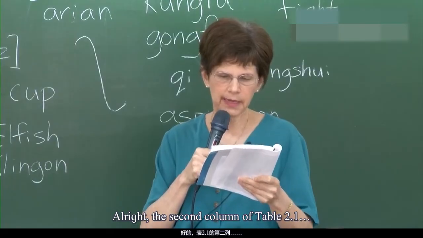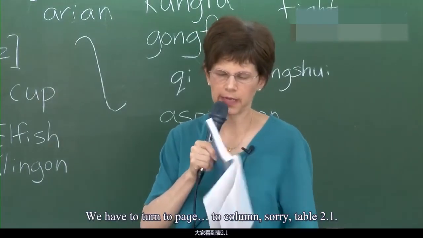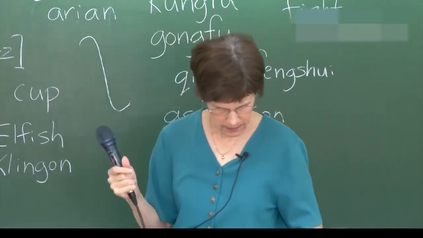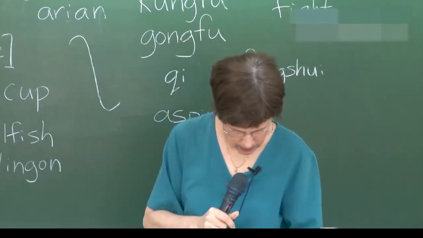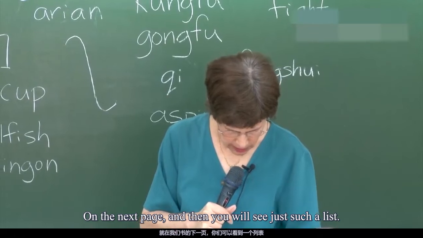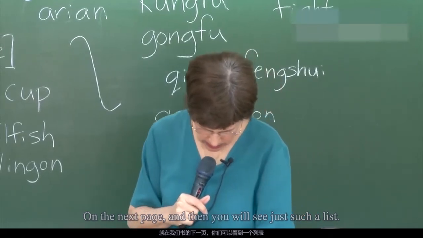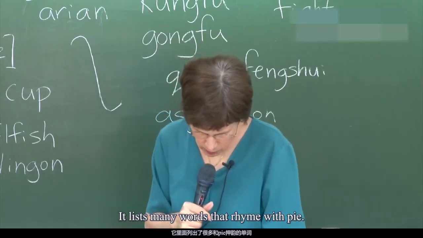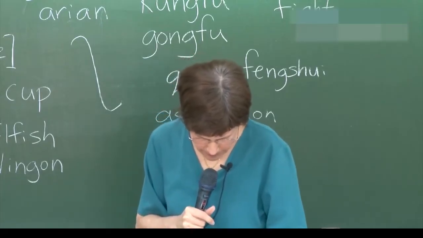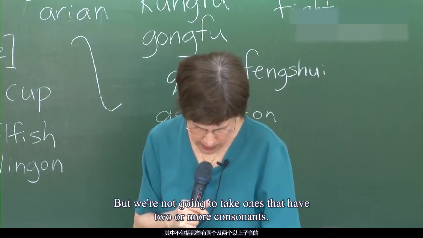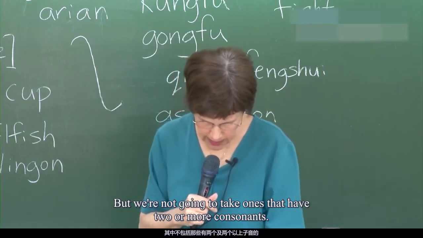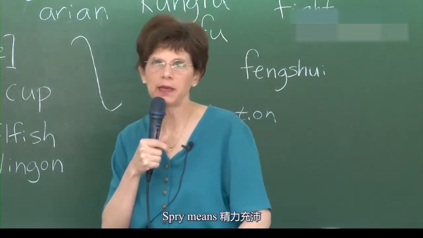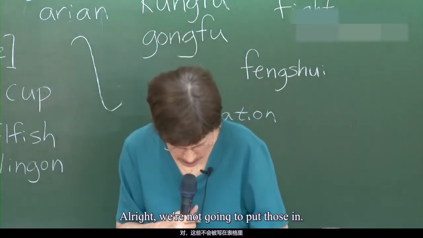All right. The second column of table 2.1, we have to turn to table 2.1 on the next page, and then you will see just such a list. It lists many words that rhyme with pie, but we're not going to take ones that have two or more consonants. Some have three, like spry. Spry means 精力充沛. All right, we're not going to put those in.